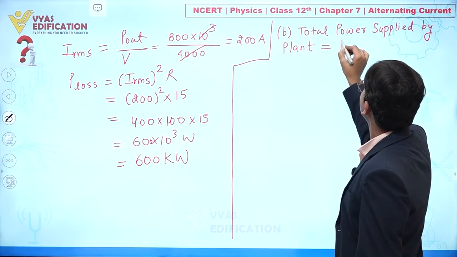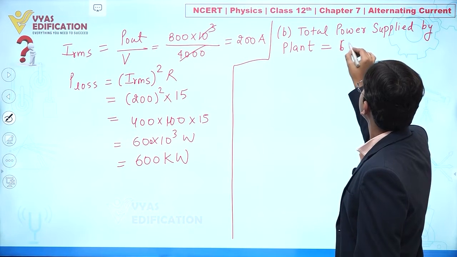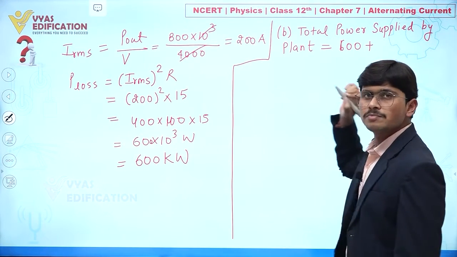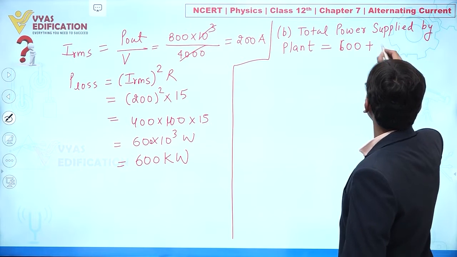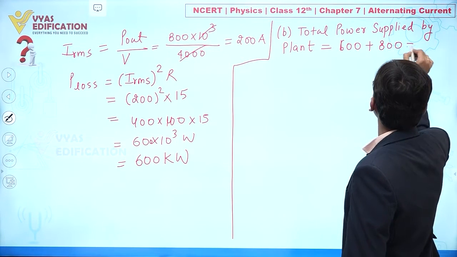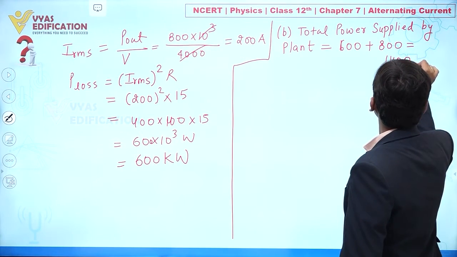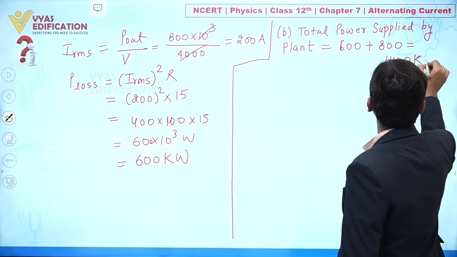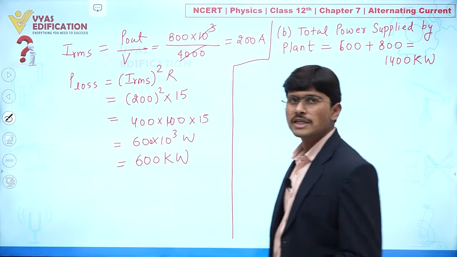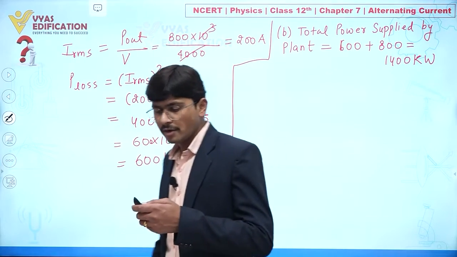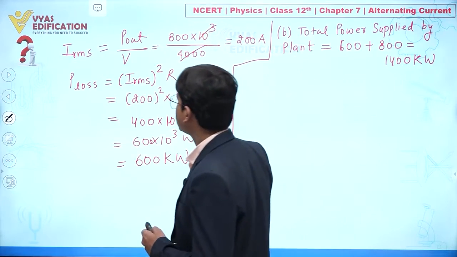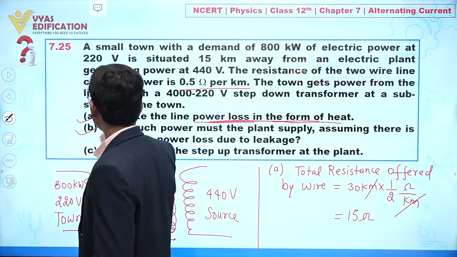This is equal to, first 600 kilowatt, this is the power loss due to carrying from one end to another end, and 800 kilowatt we have in demand. So directly you can say 1400 kilowatt. This much power is to be supplied by the plant. Clear? So now we have the answers of A and B.